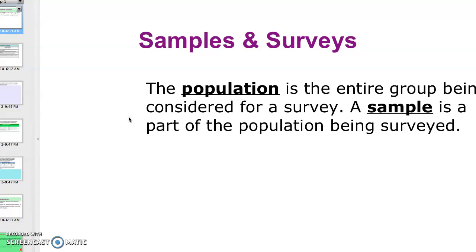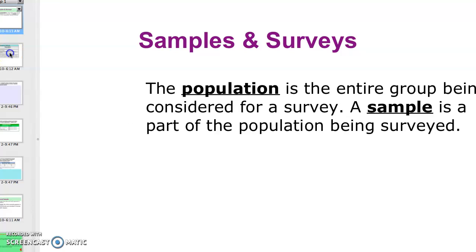Because you don't want to survey the entire population, for example, if I wanted to survey the school and ask their favorite subject, I'm not going to ask every single student in Newark Charter because there are way too many students. So I'm going to find a sample population, a small group of students in the school, and I'll ask them and then use the results to represent the whole school.